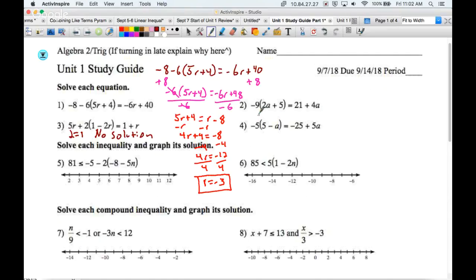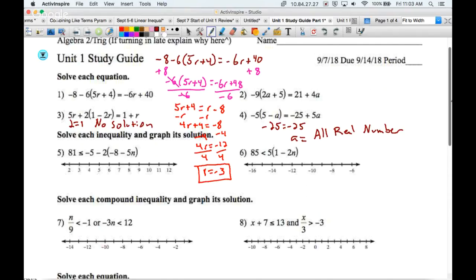Now in this one over here, if I distribute that -5, add 25 to both sides, or maybe you could subtract 5a from both sides, you might get an equation like -25 equals -25. If we reach a situation where all of our variables cancel out, but we're left with an identity, a true statement, then we want to write that we have all real numbers as solutions. So all real numbers. There is no number we couldn't plug into this equation and get a true statement. So you say a equals all real numbers, or use that double stroke R if you want.